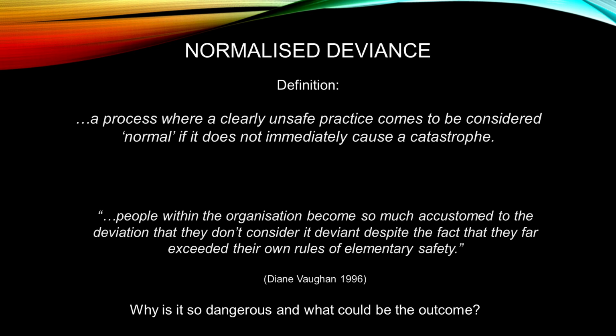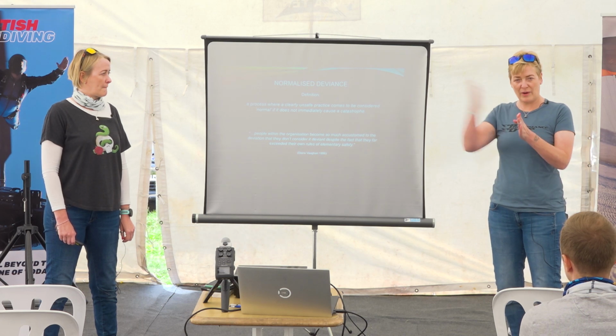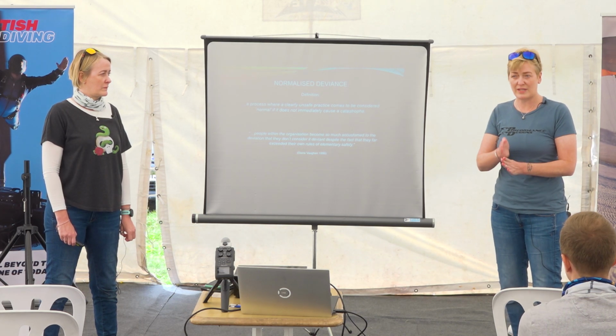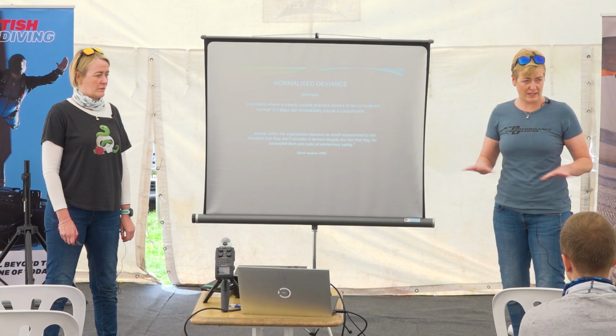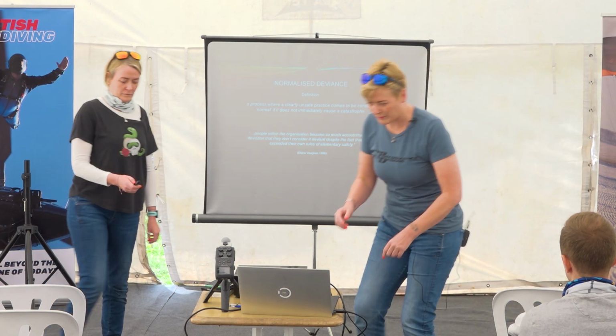So the definition of normalized deviance, which was coined by Diane Vaughan in 1996, and we'll talk a bit more about her in a minute. But the definition is a process where a clearly unsafe practice becomes to be considered normal if it does not immediately cause a catastrophe. And people within an organisation, or in this case skydiving, become so much accustomed to the deviation that they don't even consider it deviant, despite the fact that they far exceeded their own rules of elementary safety. So it's about departures from our own imposed levels of safety, but almost the deliberate departure from it, because the immediate deviation didn't cause a disaster. That will become more clear what we mean in a minute.